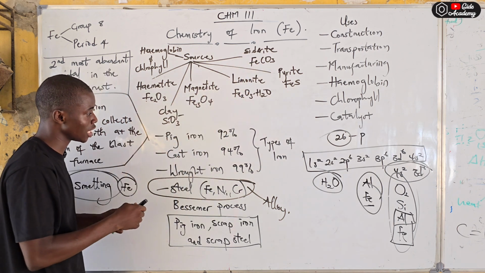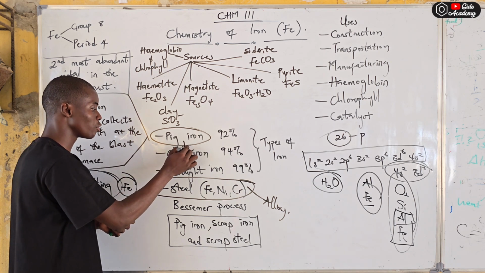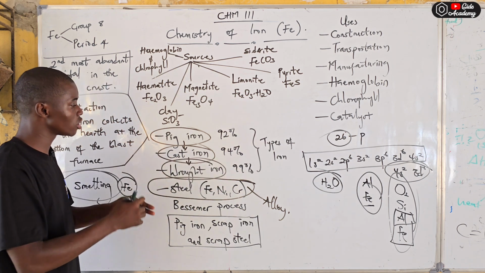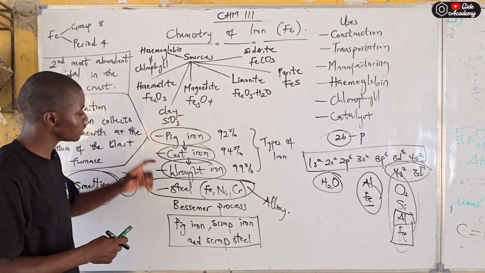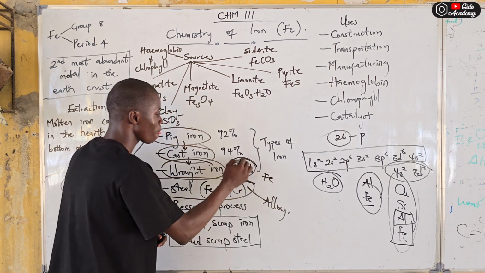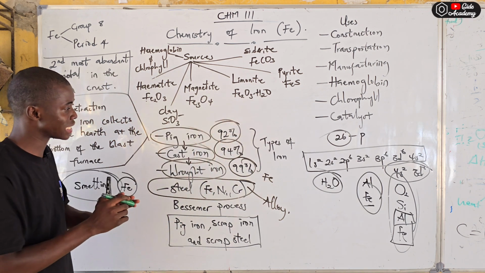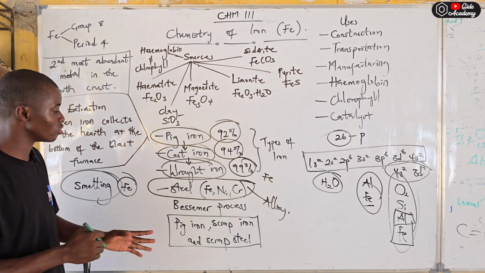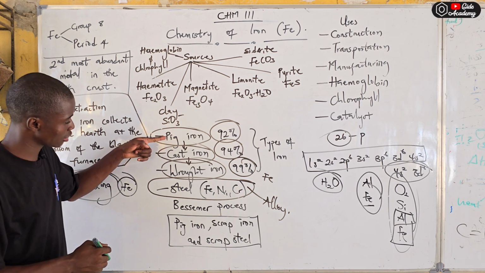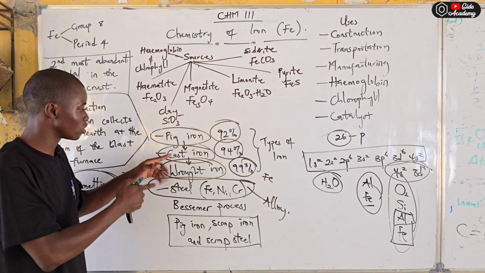When iron is heated at the bottom of the furnace, you get what we call pig iron. If you heat this pig iron further, it gives us cast iron. And if you heat cast iron further, it gives us wrought iron. So which of the following types of iron is the purest? Is it pig iron, cast iron or wrought iron? Please take note. Wrought iron has 99% purity of iron. Cast iron is 94%, while pig iron is 92%. The purest form of iron is wrought iron, while the most impure form is pig iron. To get cast iron, you heat pig iron, and to get wrought iron, you heat cast iron. So this is the sequence.